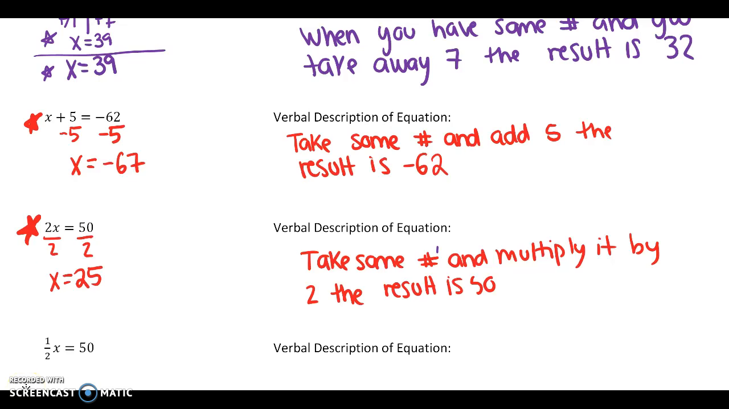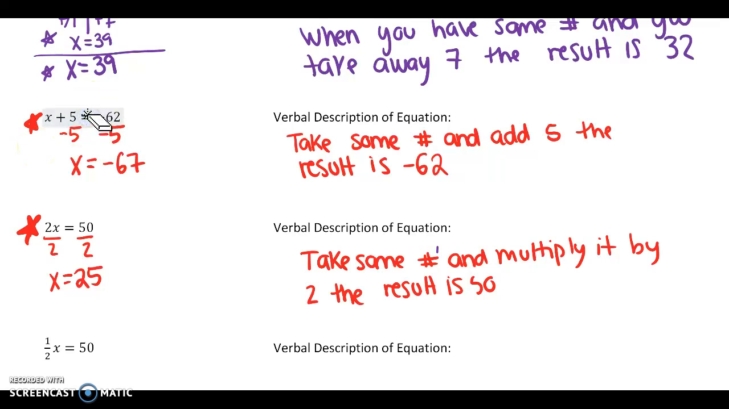You can check yours with mine because you did them on your own. Let's start with the verbal description of the equation. So x plus 5 equals negative 62 really means I have some number. I don't know what it is, so I'll call it x. x is like my placeholder. When I add 5 to it, the result is negative 62. Okay, so this equal sign means the result is this.